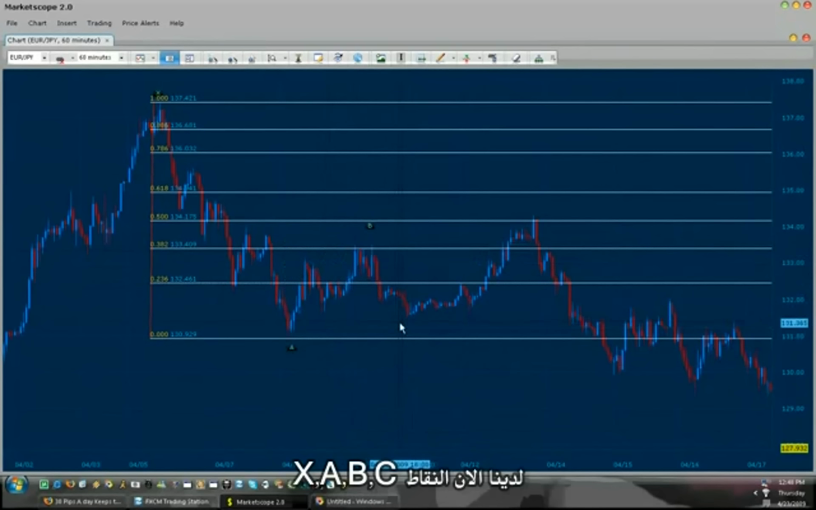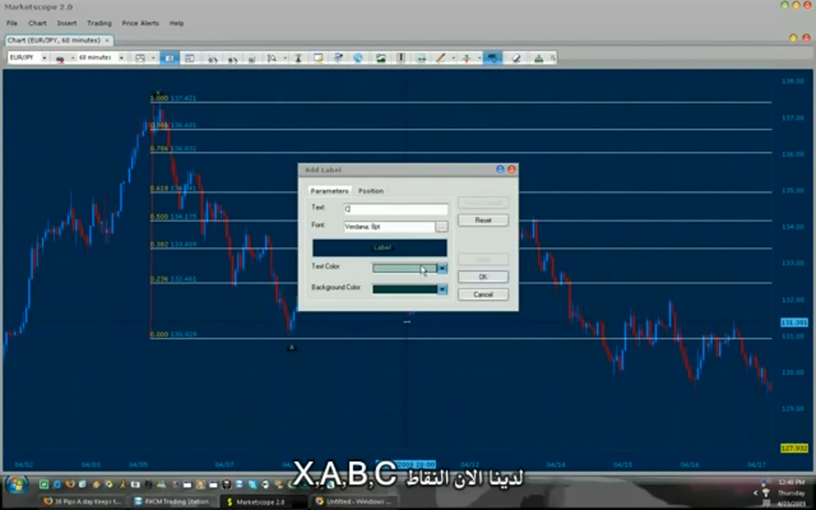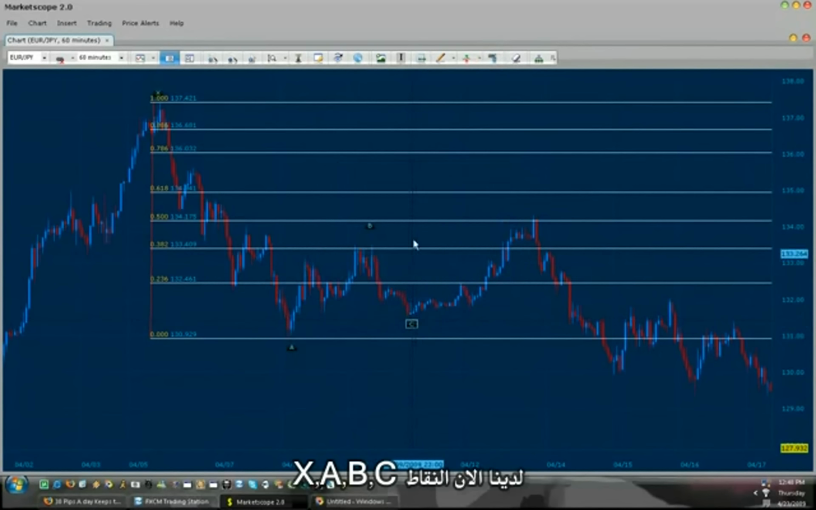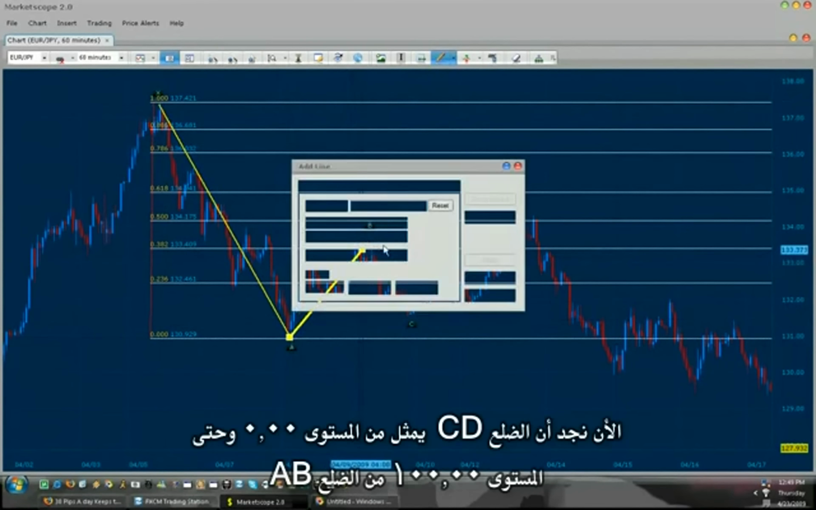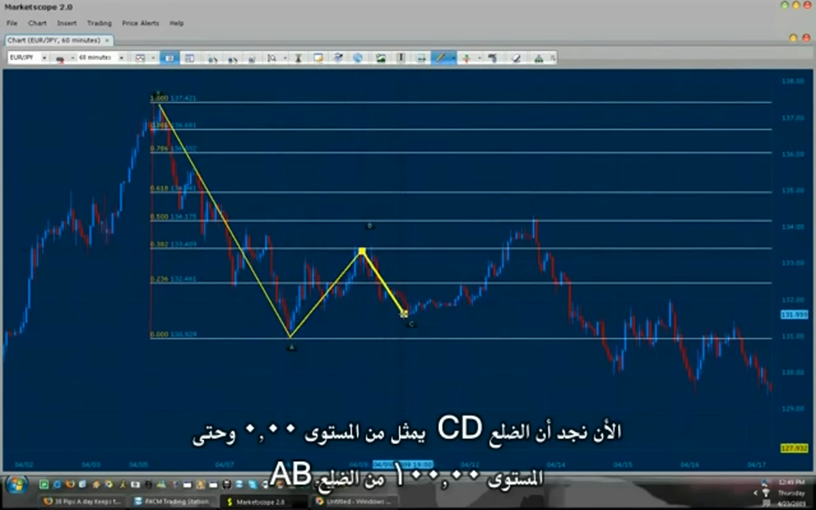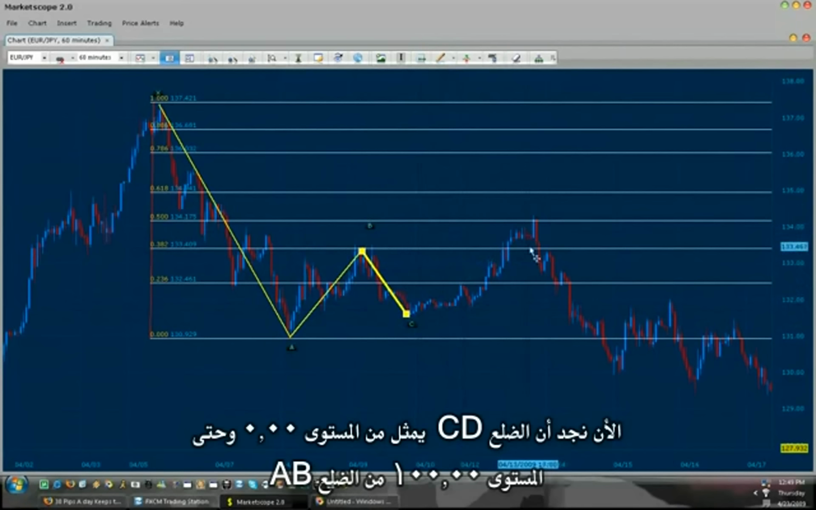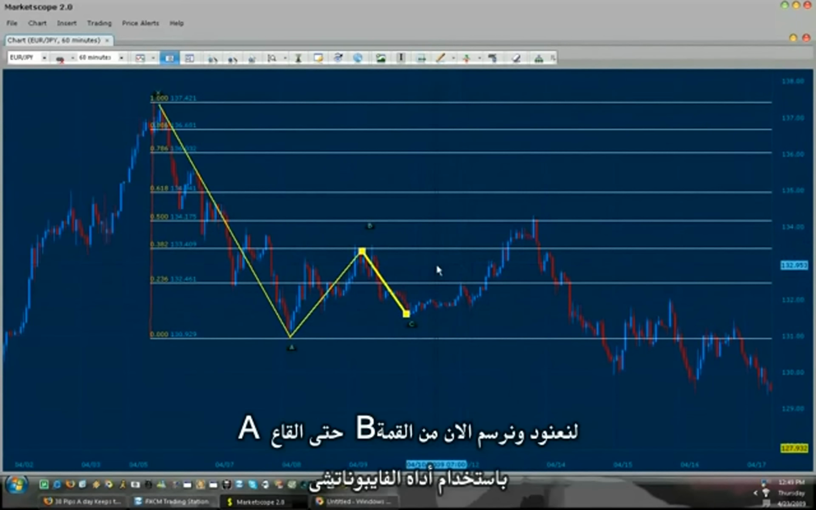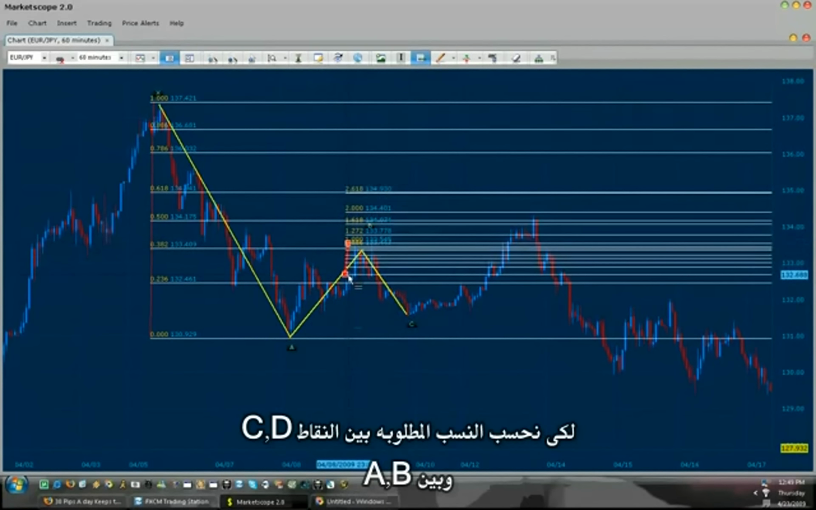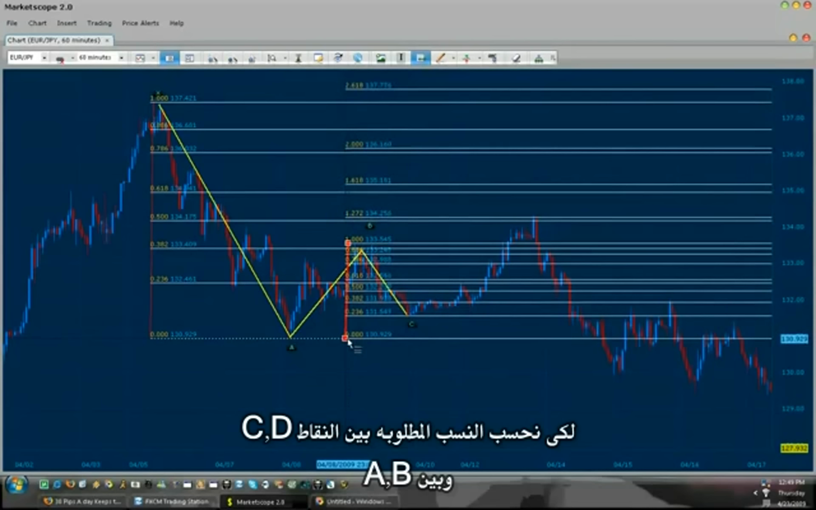So now we have X, A, B, C. Now our C to D leg is typically 100% of A to B. So now let's draw backwards from the peak of B to the bottom of A using our Fibonacci tools in order to calculate the percentage between C to D and A to B.